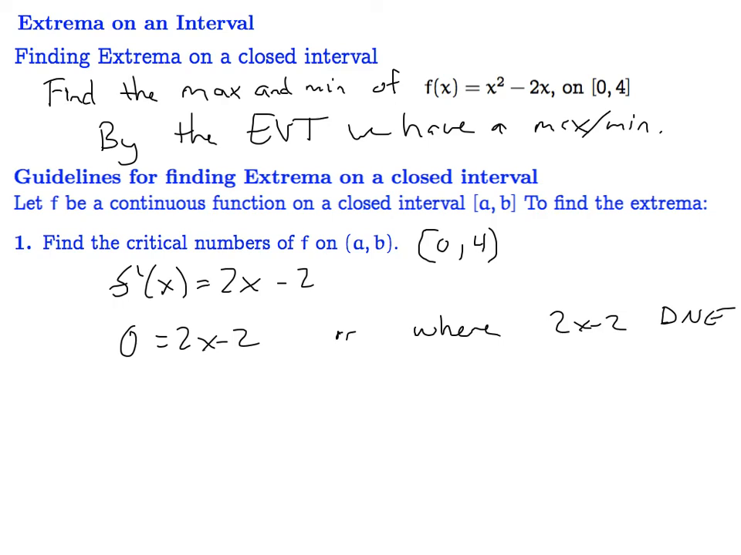Now in this case, the does not exist one is easy. We can put any number in here, so we're not going to get any of these does not exist places. But we are going to get one answer here, that x does have a critical number at 1.